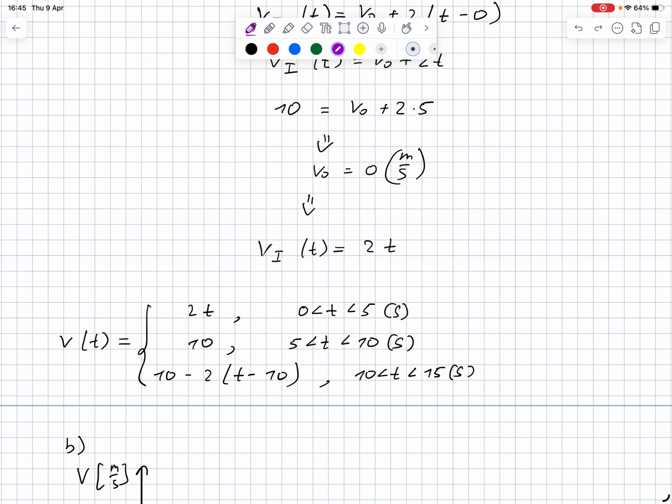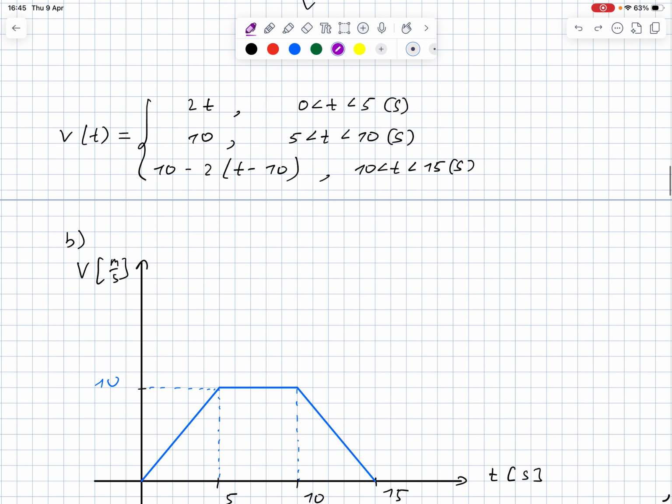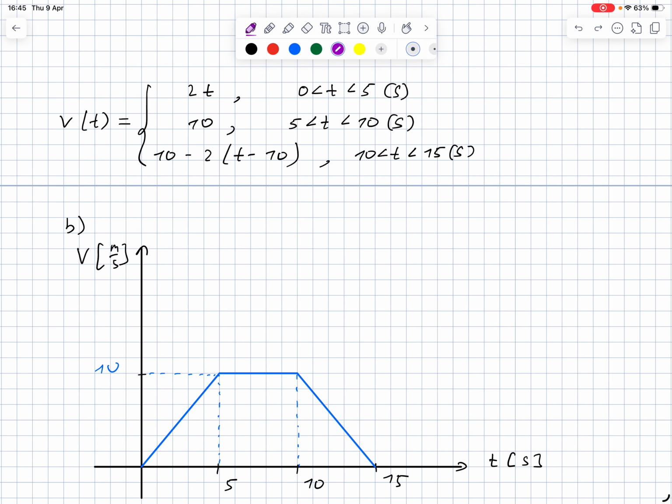Okay, so next we need to draw the function of v of t for any interval. When we look at the first interval, when t equals 0, the velocity is 0. And when t equals 5 seconds, 2 times 5 gives us a value of 10 meters per second. And of course, as I said before, the function is linear. The slope, which by definition is acceleration, has a value of 2 meters per second squared.